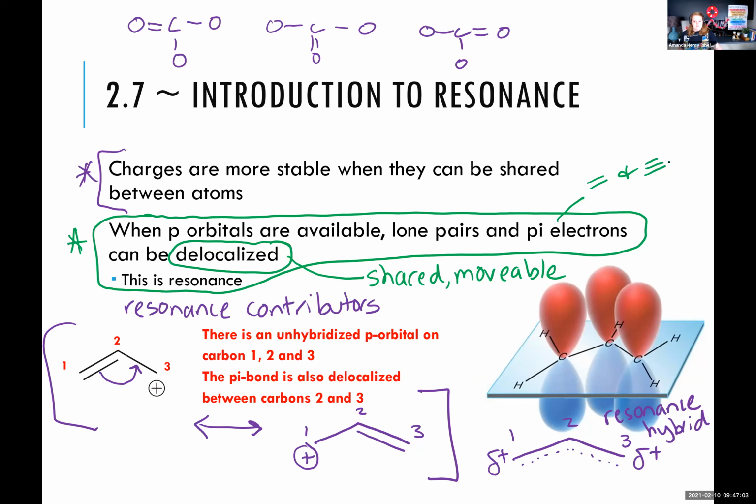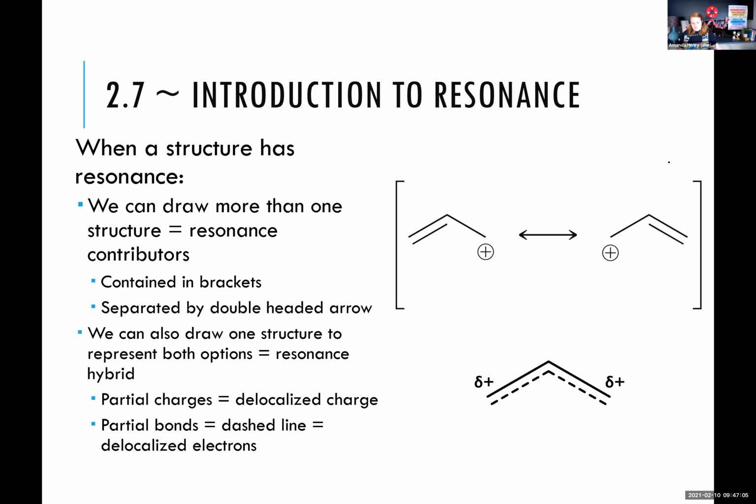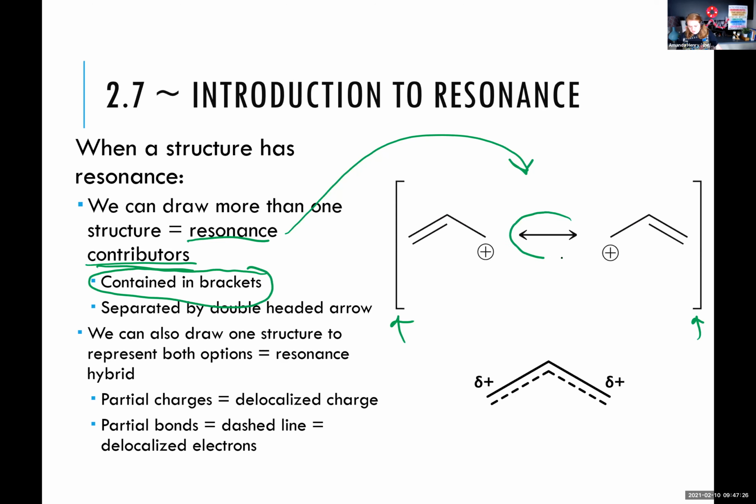And actually, I think I kind of jumped ahead of myself here. I totally did. I did this on the last slide. So let's see. We talked about resonance contributors. I drew it in brackets, but I didn't tell you I was doing that. So when we have resonance contributors, we sandwich them in brackets, and we use what's called a double-headed arrow in between them.